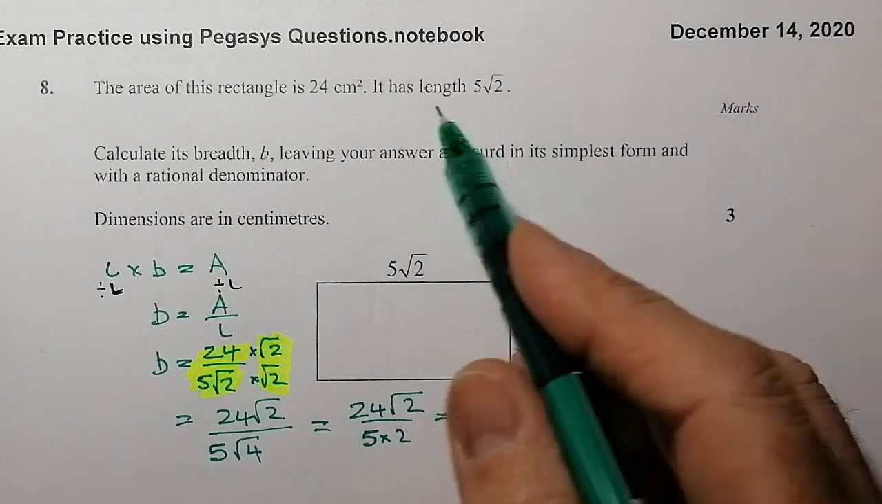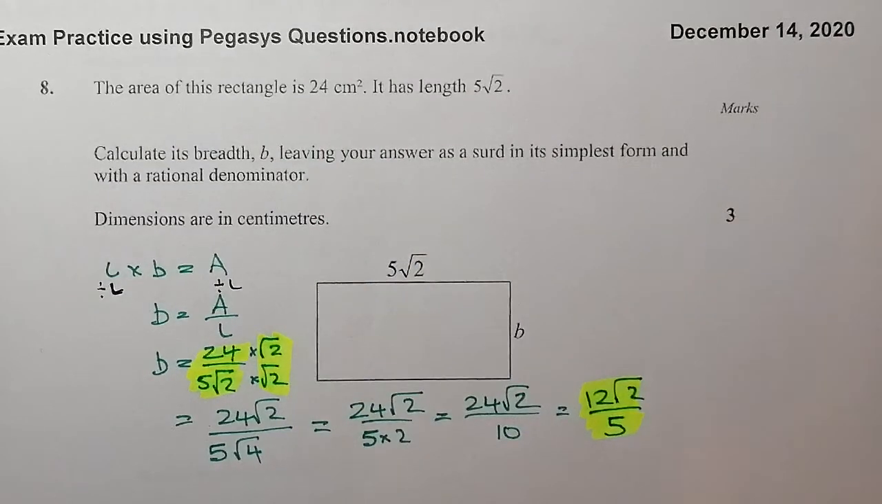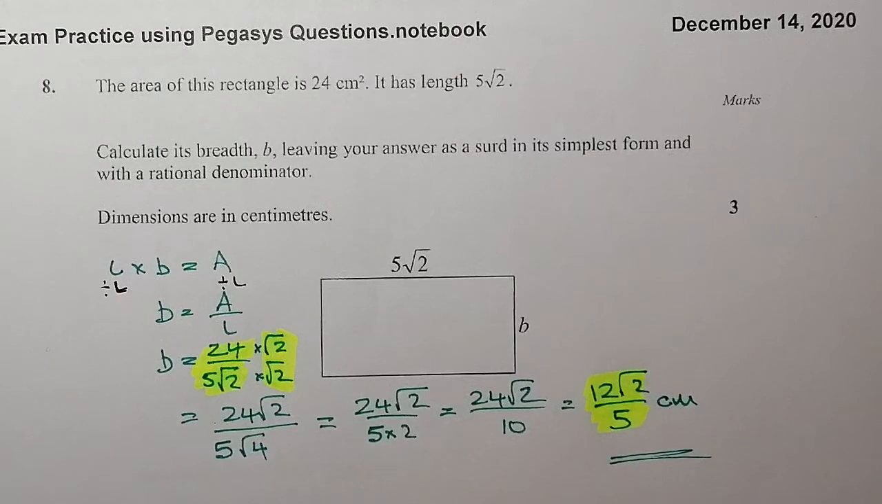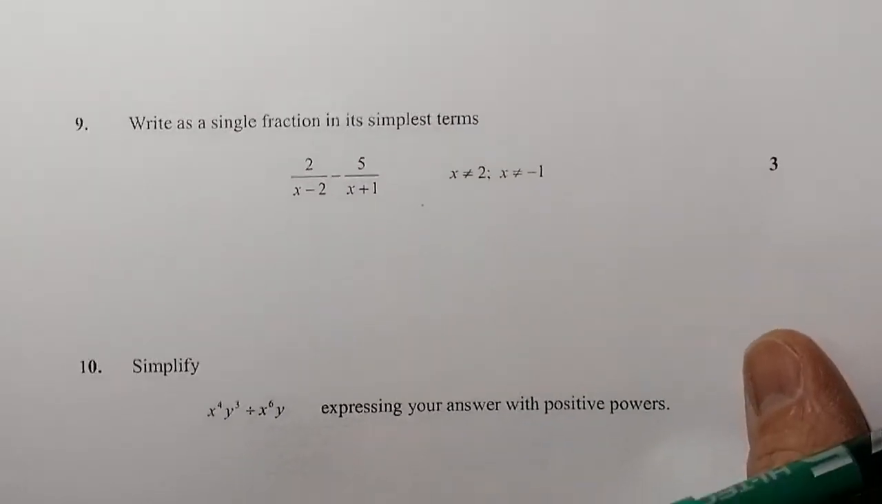And remember your units, if we've got centimetres squared or square centimetres, that's going to be centimetres in length. Okay, in the marking scheme, we're not going to penalise the lack of the centimetres. Okay, 3 marks for that one. Let's move on to the next part.